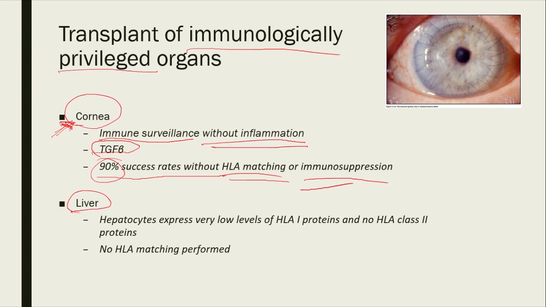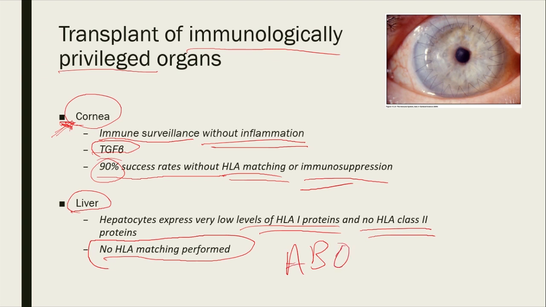Another tissue here is the liver. Hepatocytes usually express a very low level of HLA protein and no HLA class 2 proteins. So really no HLA matching is needed. Basically, the first thing you need to match would be the ABO blood type, because some blood vessels are carried over during the transplantation. Finding an ABO blood type match is much easier.